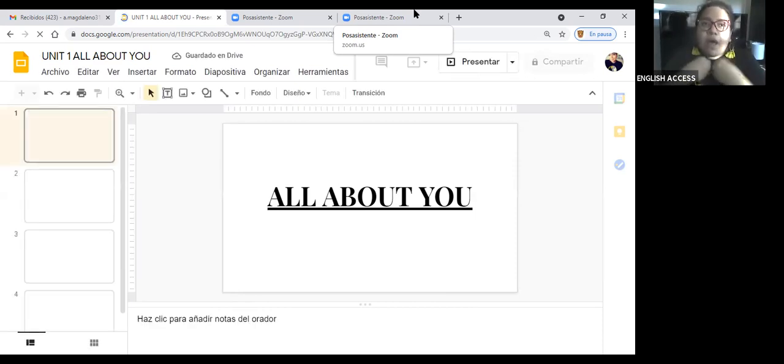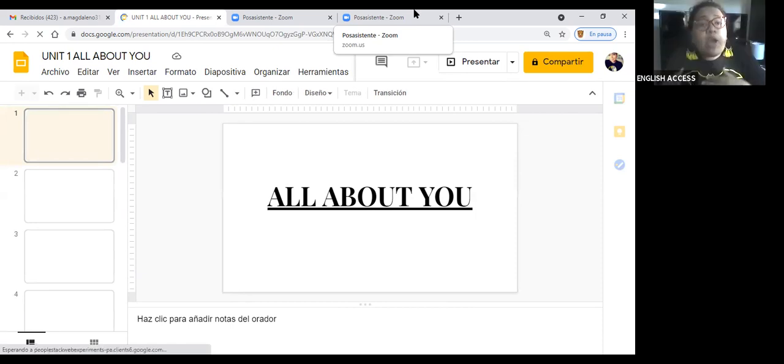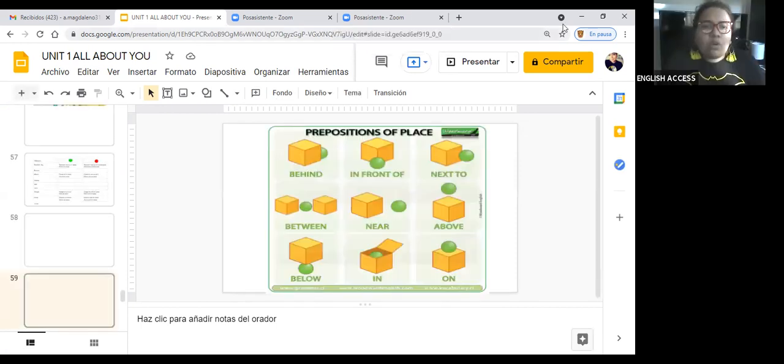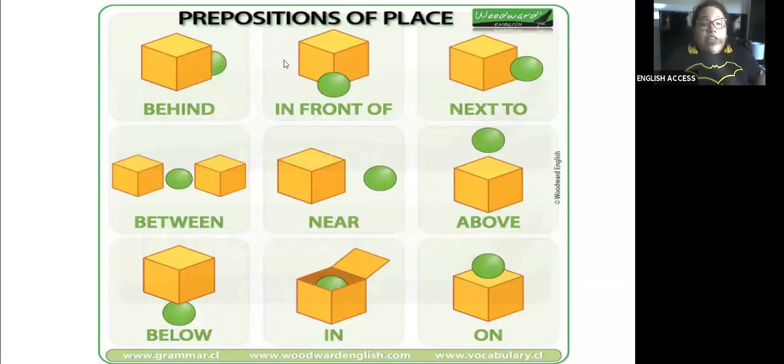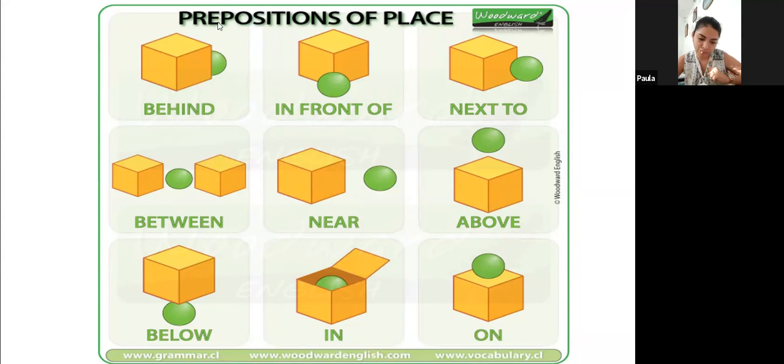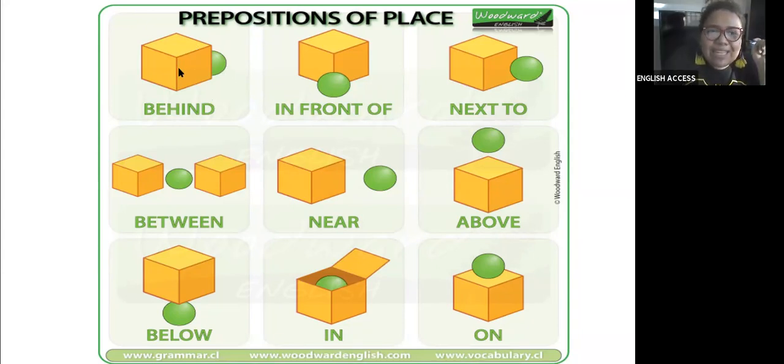They are the words that help us say where things are located, at school or at the office or whatever, okay? Here are the prepositions of place that you're gonna use, okay? Let me see, it's loading. Okay, there. We have, for example, behind. The ball is behind the box. My television is behind me. In front of. The ball is in front of the box. My computer is in front of me, or I am in front of my computer, okay? Next to.